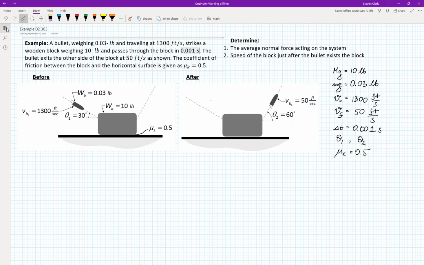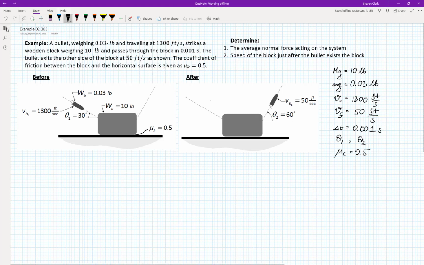At least in this direction, right? Because if there is no friction between this block and the ground, then the momentum will increase in this direction, yes? That is one.